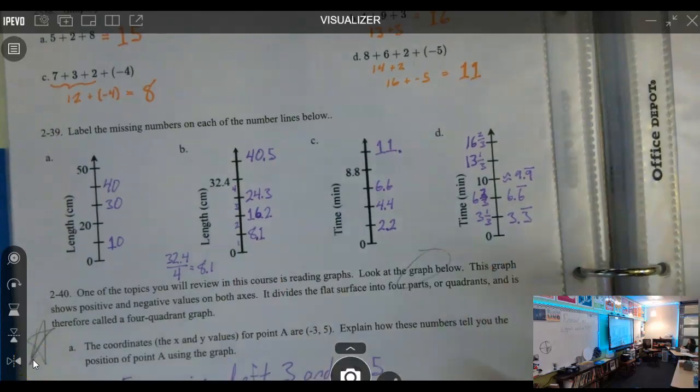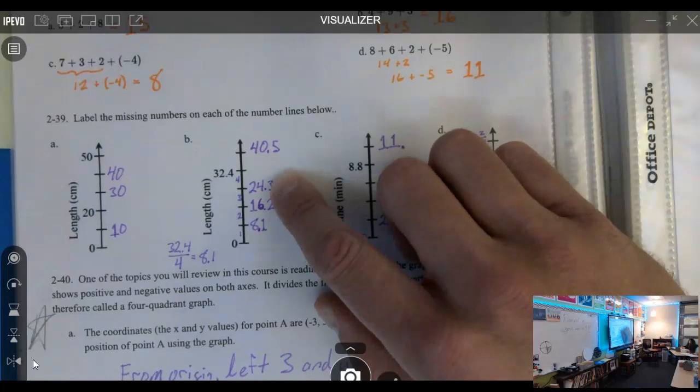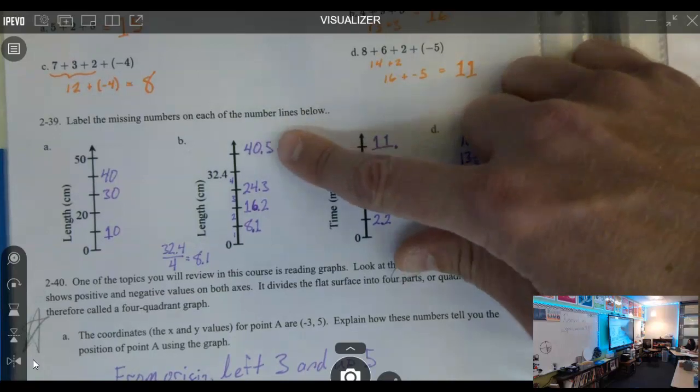We add another 8.1, or you can do 8.1 times 2. Add another 8.1, or do times 3. And then there is a tick mark up here that we can go ahead and fill in. That would be 40.5.